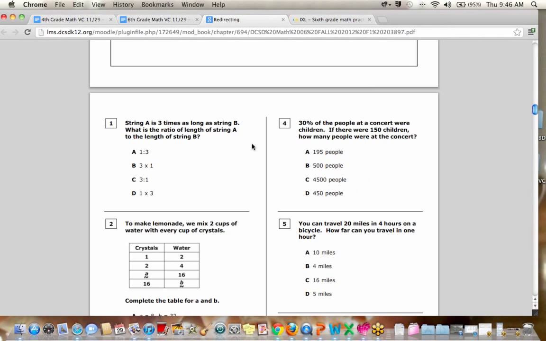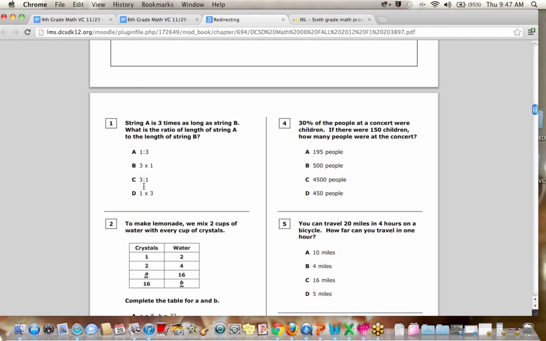All right. So for number 1, has anybody worked with ratios before and how to write ratios? No? It's actually a lot more simple than it might sound. You just have string A and it's 3 times as long as string B. So obviously you're going to write A first and then whatever for B. So what is the ratio of length of string A to the length of string B? And you're just going to say 3 to 1. So A is 3 times as big as B. So 3 to 1. So your only answer would be C.